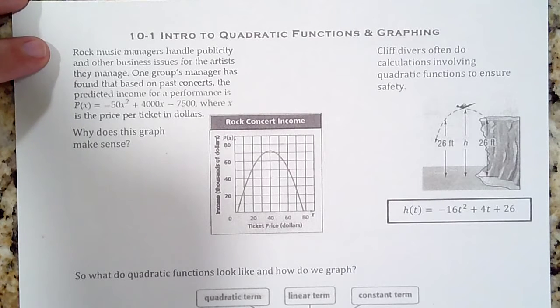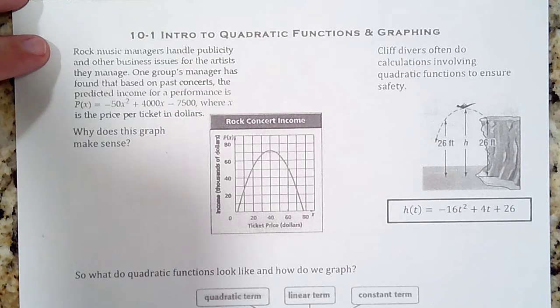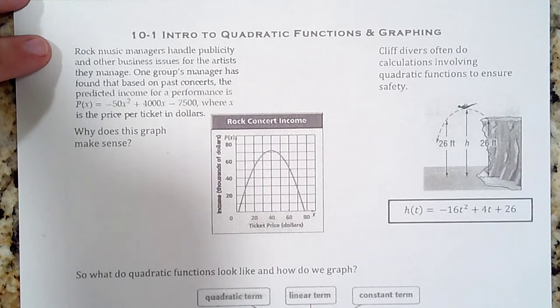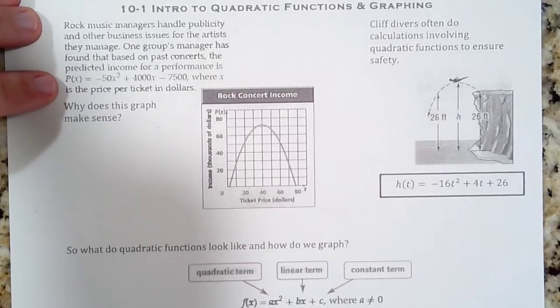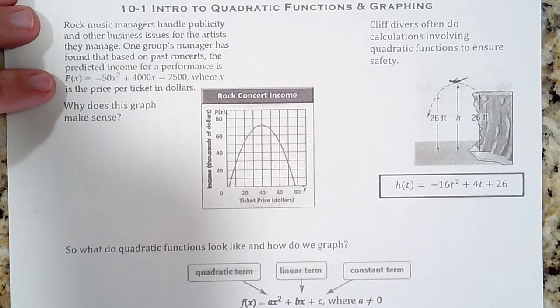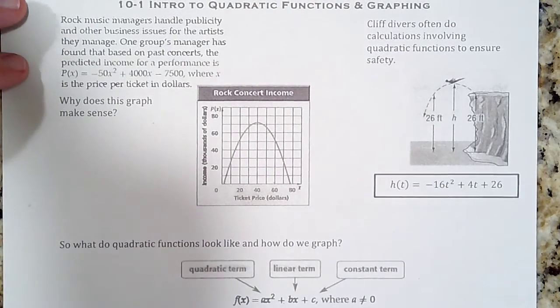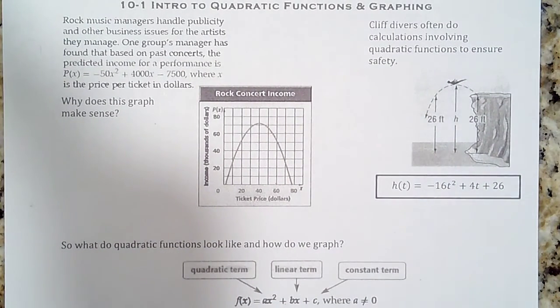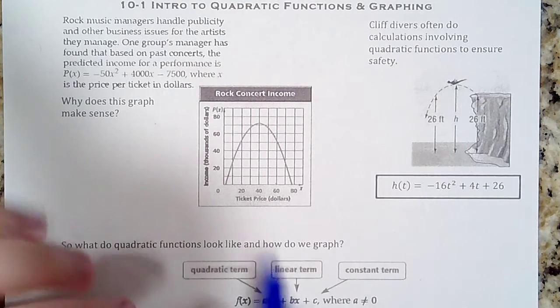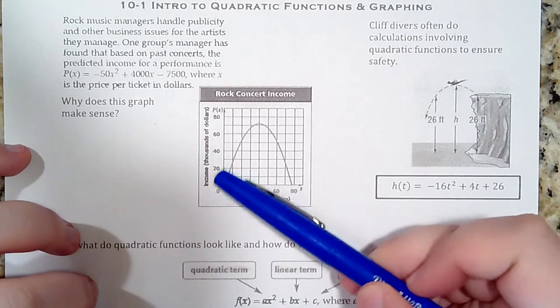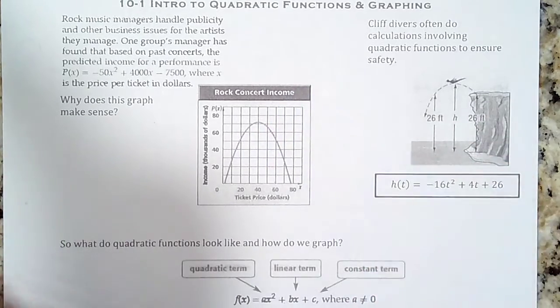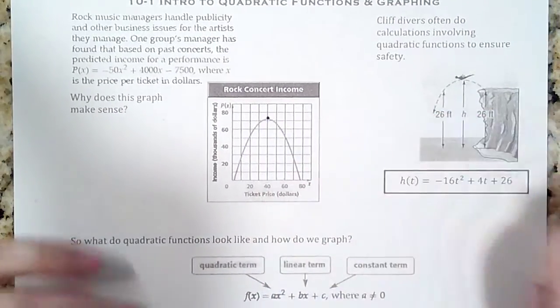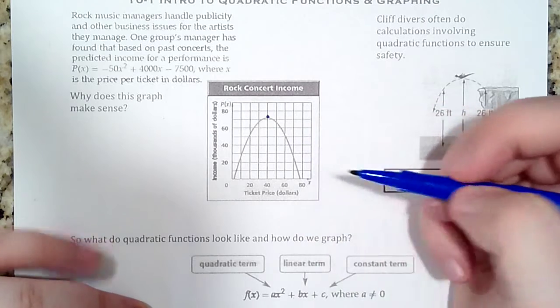Rock music managers handle publicity and other business issues for the artists they manage. One group's manager has found that based on past concerts, the predicted income for a performance is modeled by that equation, where x is the price per ticket in dollars. Now, why does this graph make sense? Well, you would think that the more that tickets cost, the more their profits would increase. Why at this point up here do we suddenly see a decrease in the graph?